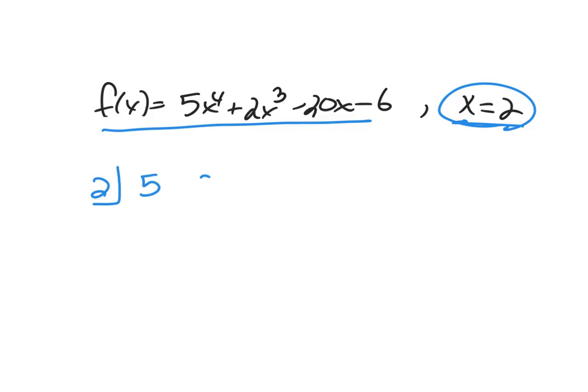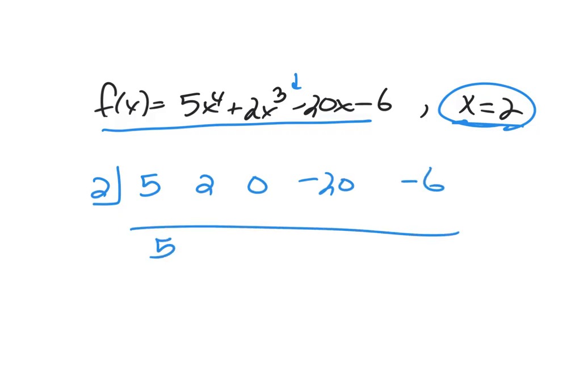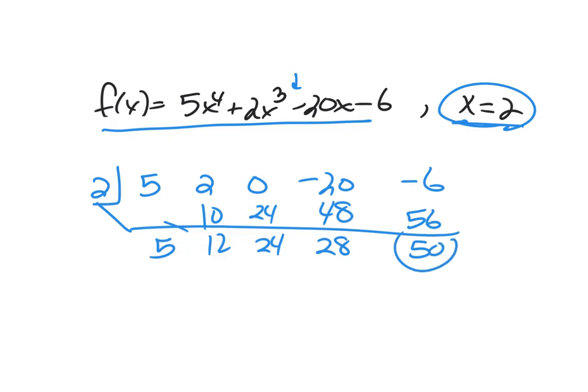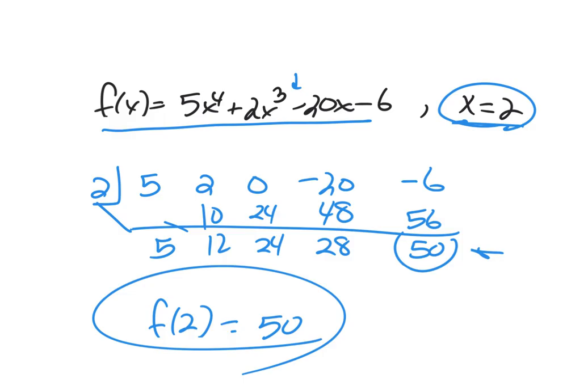All right, put your coefficients, 5, 2, 0, because I'm missing an x squared, negative 20, negative 6. Now watch what happens. So I'm going to go pretty quick. Bring the 5 down. Multiply, that's 10, add, multiply, 12 times 2, that's 24, add, 2 times 24, 48, add, 2 times 28 is 56, I get 50. Remember I always circle the remainder. Now here's the deal, here's the difference. What that 50 represents is, if I would have plugged in 2, like f of 2, for all the x's, I would have gotten 50. Just a short way to plug something in instead of having to plug it in for all the x's and work it all out.